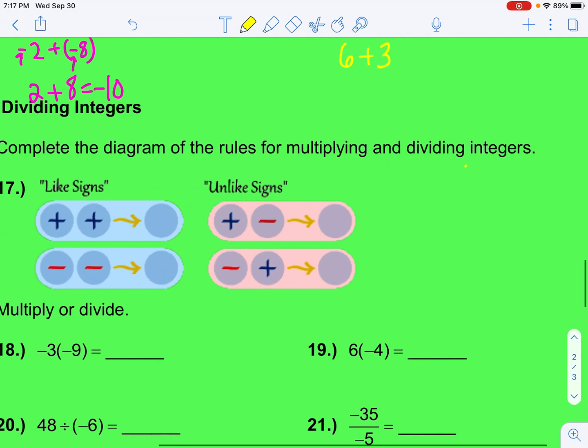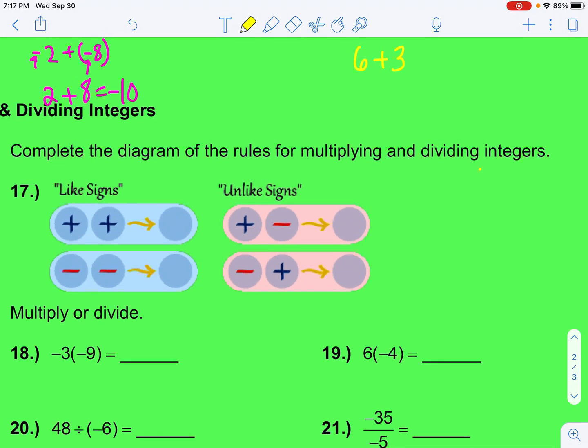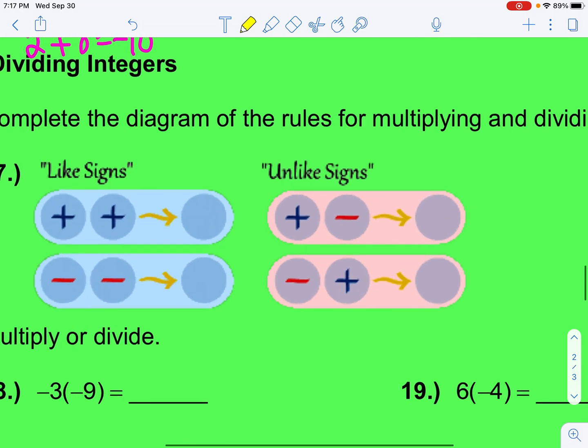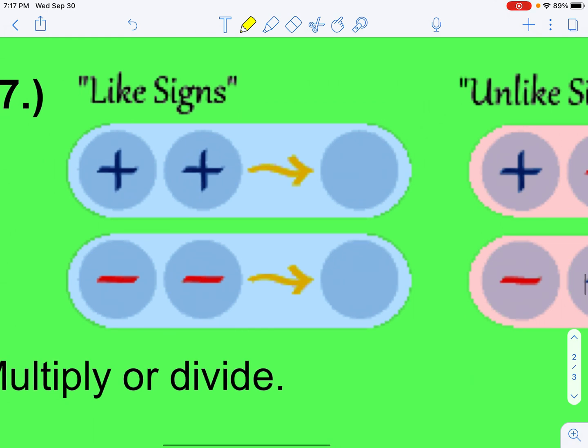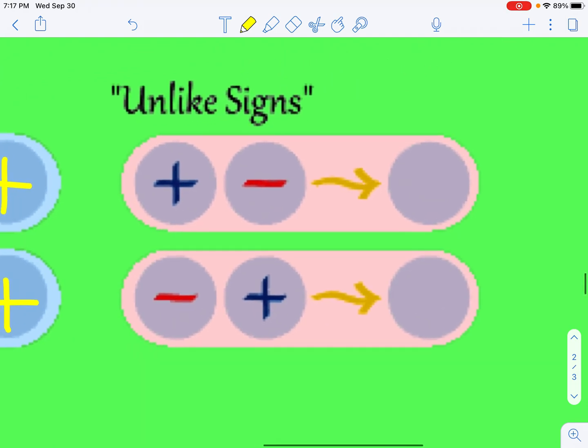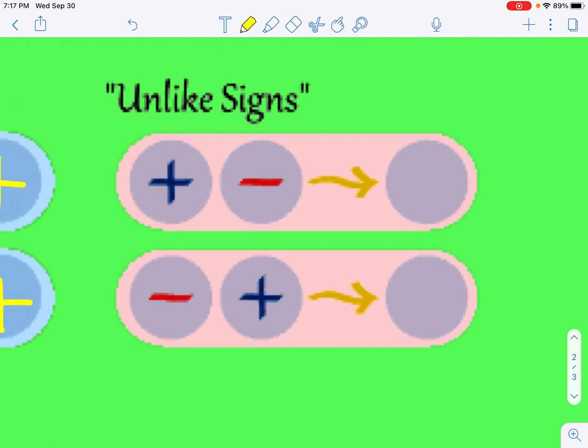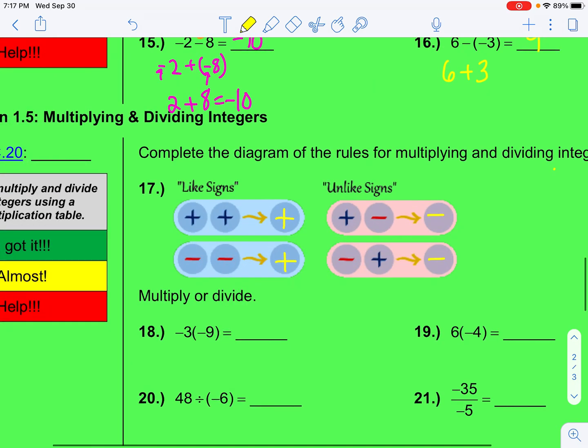Alright. Lesson 5 is saying to complete the diagram of the rules for multiplying and dividing integers. So if I am multiplying two like signs, so positive times a positive, my answer is a positive. A negative times a negative, my answer is also a positive. But over here on this side, a negative times a positive is a negative, and a positive times a negative is a negative. Okay, so if you remember those 4 rules, you'll be able to multiply and divide like a pro.